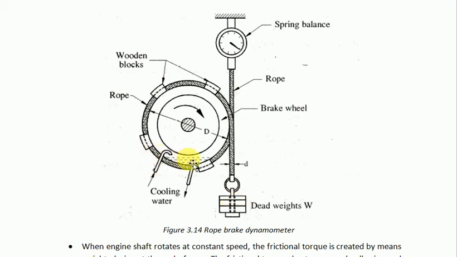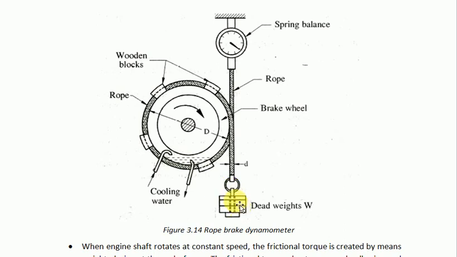These are the two cooling pipes. One is supplying cooling water in order to maintain the temperature, because when the flywheel or this drum is rotating, heat is generated between the drum and the rope. In order to reduce that heat and dissipate it quickly, the cooling water is circulated inside this drum.